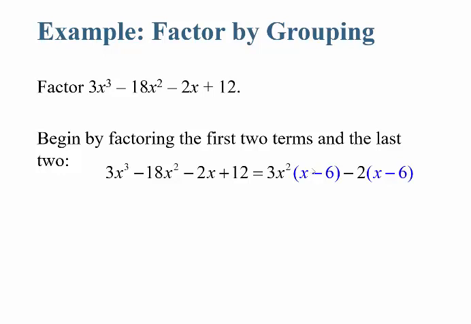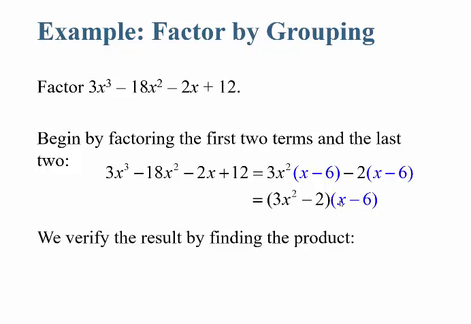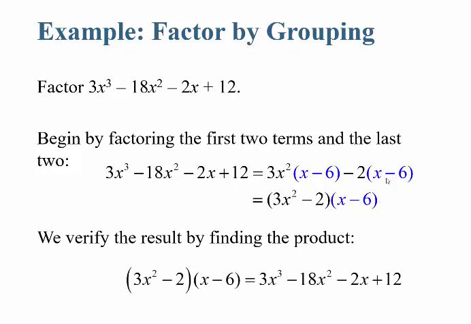Notice this is what's great about factor by grouping. This is my first term and this is now my second term, and they each have an x minus 6 in common. So I'm going to take this x minus 6 and factor it out, just like I did with the 3 over here. When I factor this out, I'm left with 3x squared minus 2, times what I factored out, that x minus 6. You can verify this result by finding the product. If you were to FOIL this out, you would get back the same thing. So factor by grouping works.